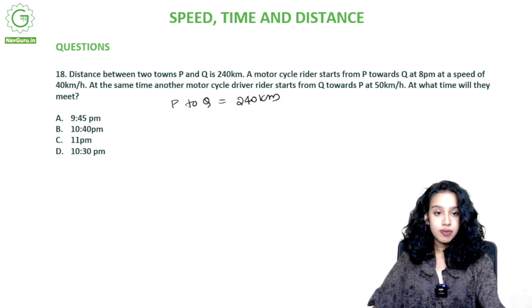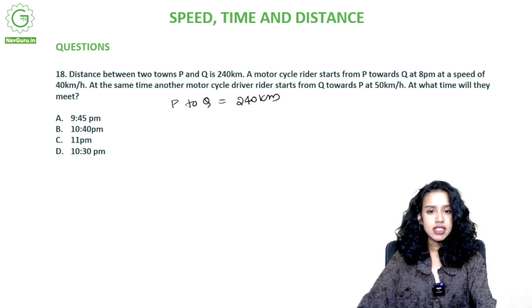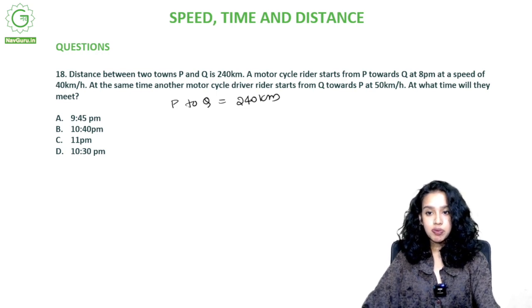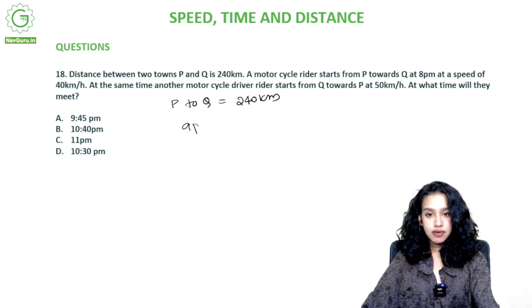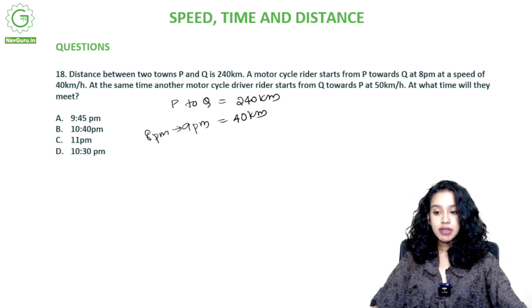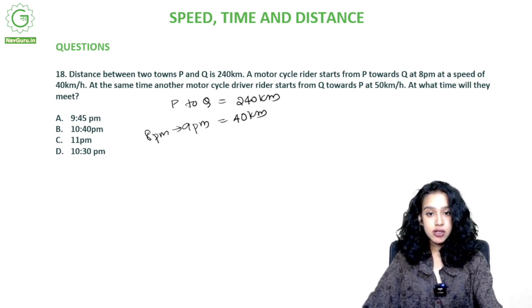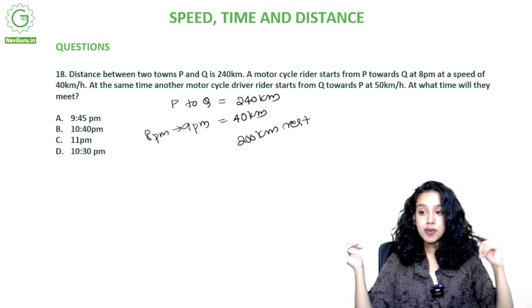The biker starts from P towards Q at 8 pm. So by 9 pm, he would travel 40 kilometers, right? His speed is 40 km per hour. So from 8 pm to 9 pm, he covers around 40 kilometers, right? Now, at the same time, another driver starts from Q. So how much is the rest of the distance here? We have 200 kilometers remaining, right? Then another rider starts from Q and goes till P, right?